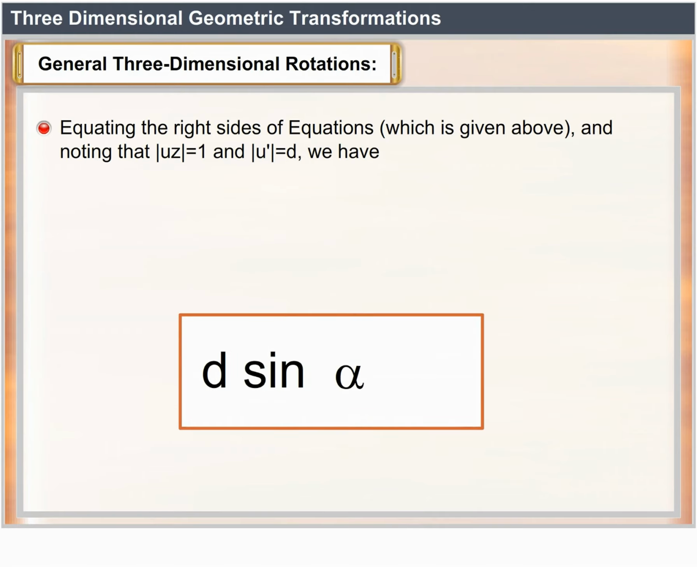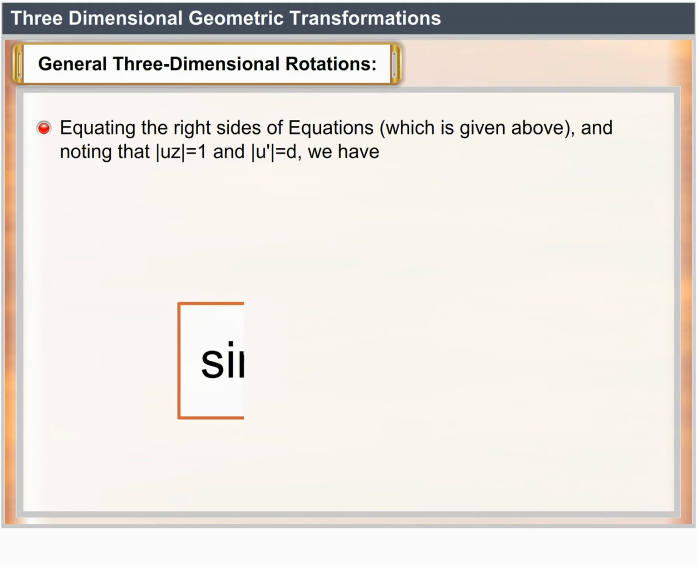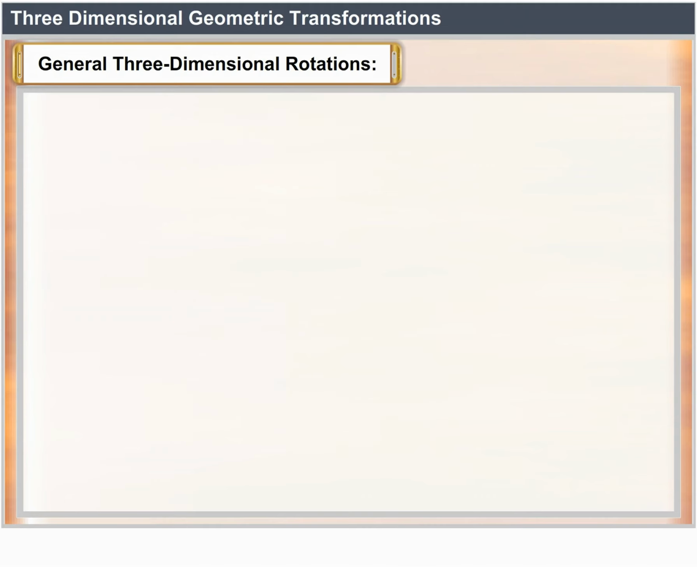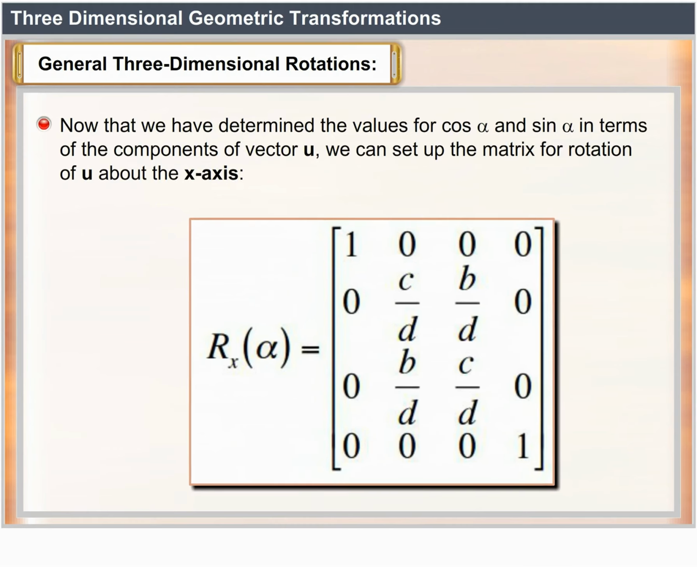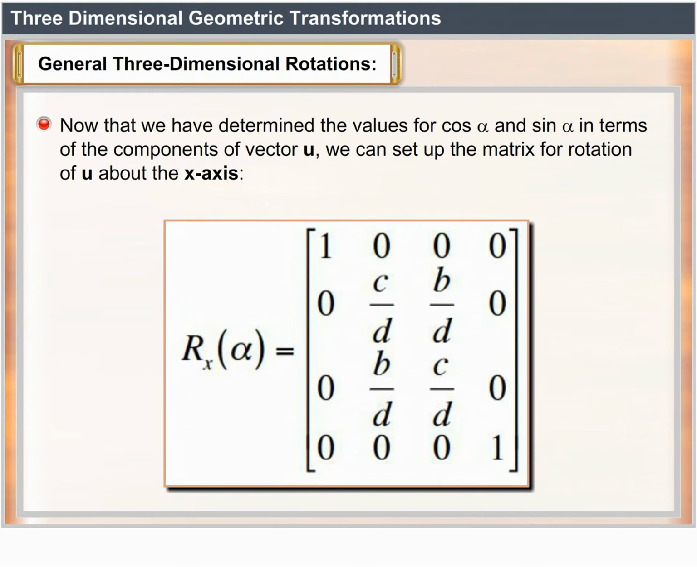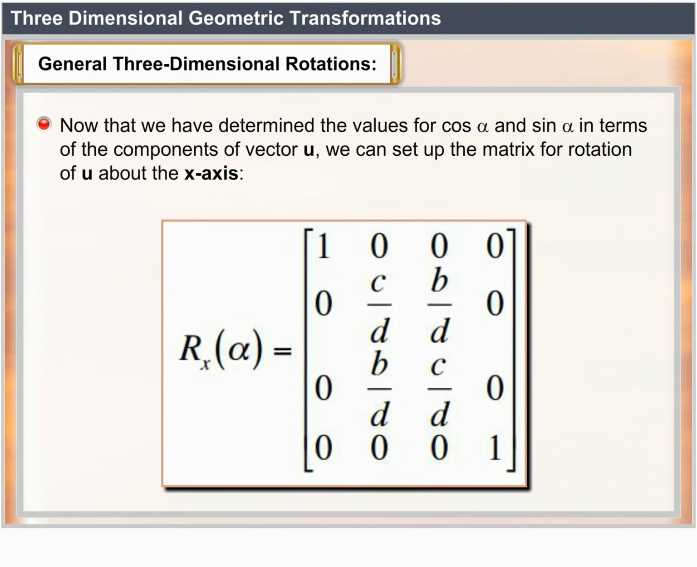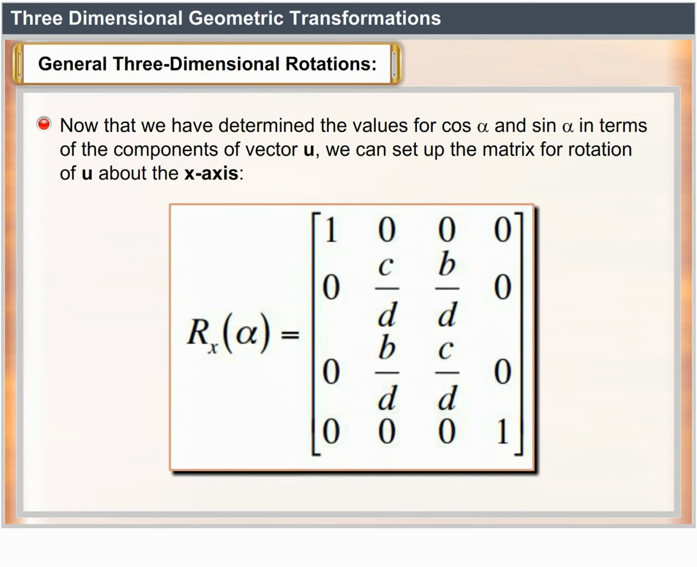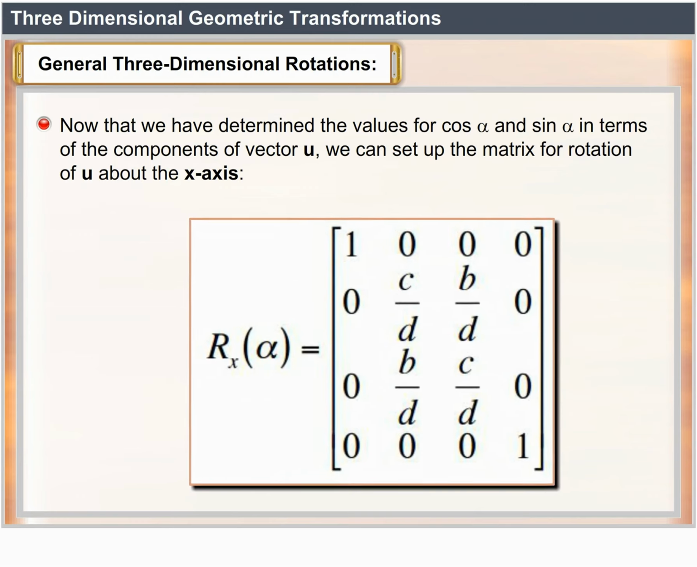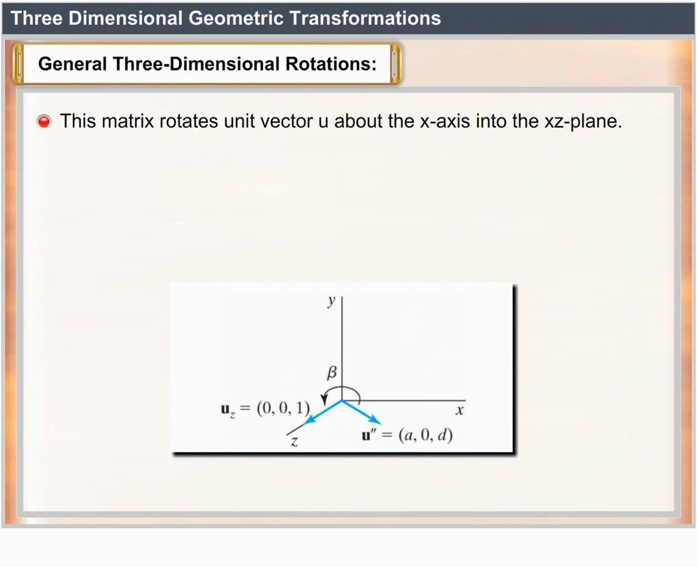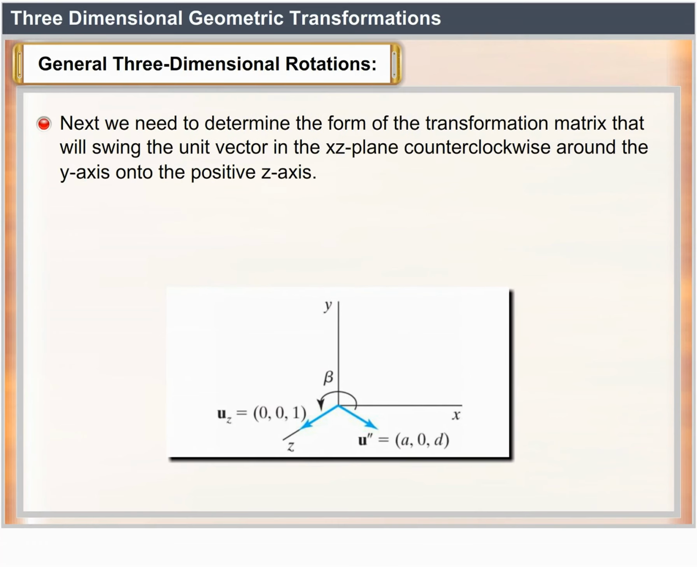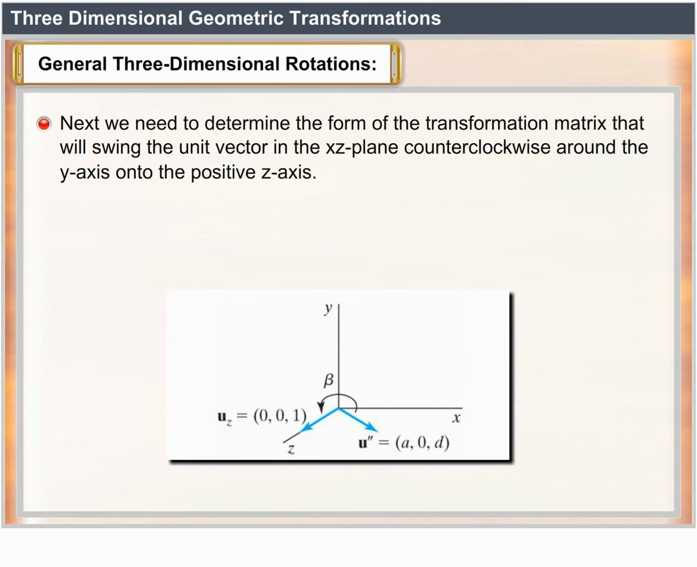Now that we have determined the values for cos alpha and sine alpha in terms of the components of vector u, we can set up the matrix for rotation of u about the x-axis, as shown. This matrix rotates unit vector u about the x-axis into the xz plane. Next, we need to determine the form of the transformation matrix that will swing the unit vector in the xz plane counterclockwise around the y-axis onto the positive z-axis.